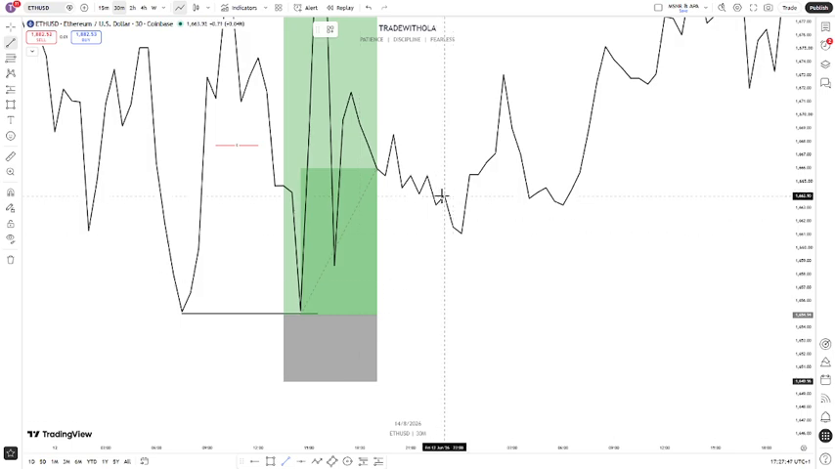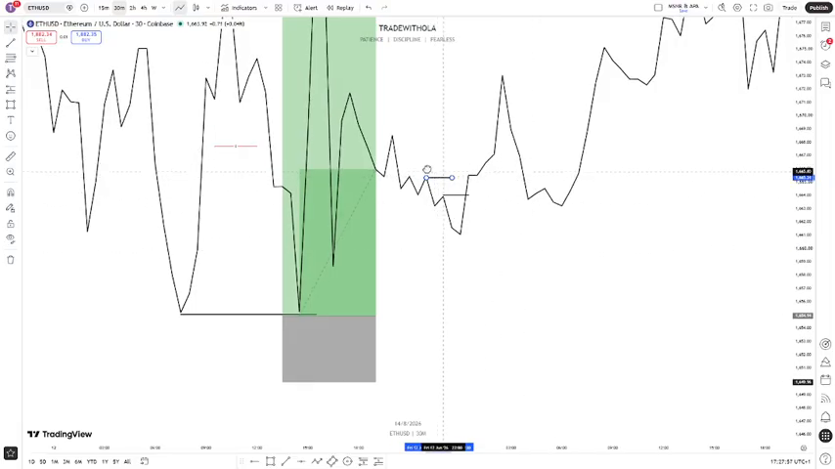That's why the line chart is very powerful, guys. This was the first break of structure. This was the second break of structure. This was the third one. This was the fourth one. So there are plenty of breaks of structure there. Which one are you going to focus on? The first break of structure should be your focus.